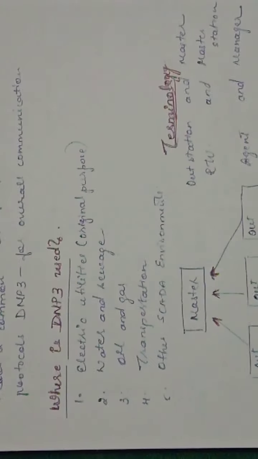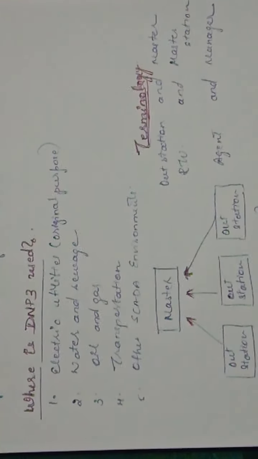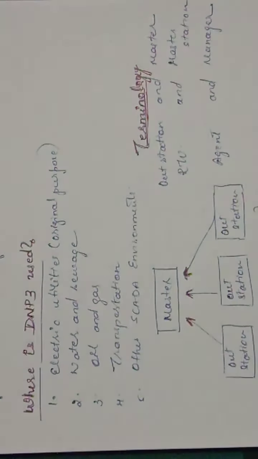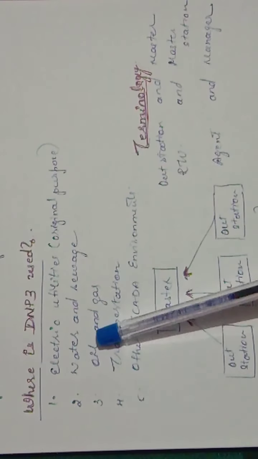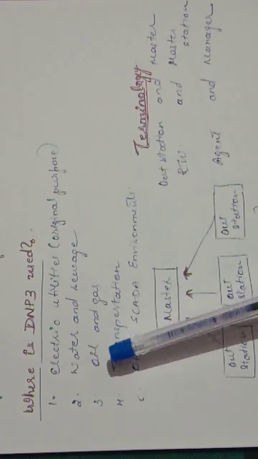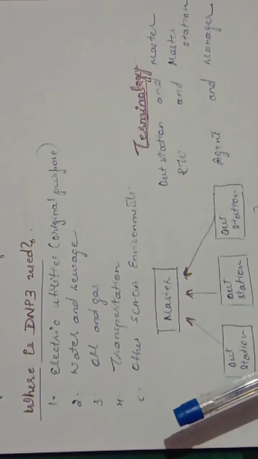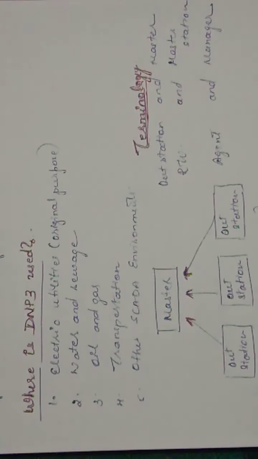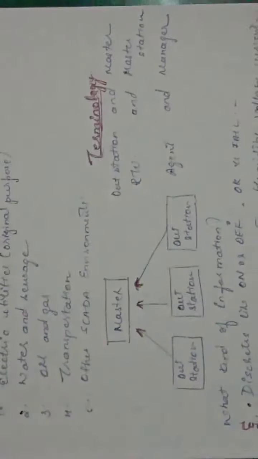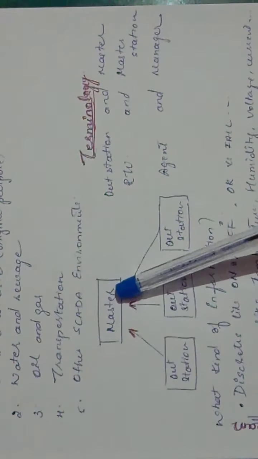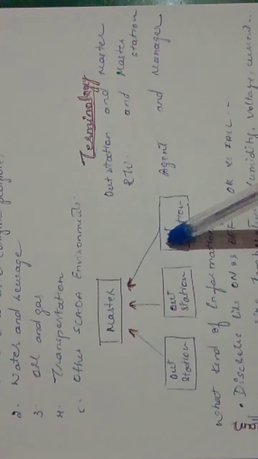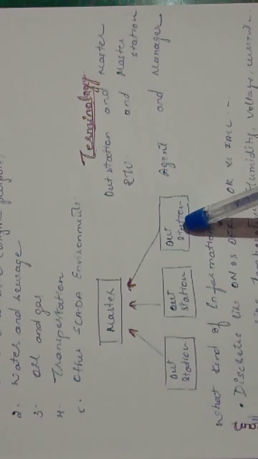Now where exactly is your DNP3 used? First, it is used in electrical utilities, and this was the original purpose why it was first designed. So it was used for electric utilities, and then for water and sewage treatment plants, oil and gas, and transportation, and in any other SCADA environment you can use the DNP3 protocol. It has one master and several outstations. These outstations can be an agent, a terminal unit, or anything.